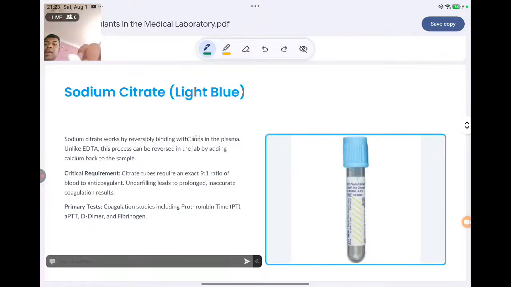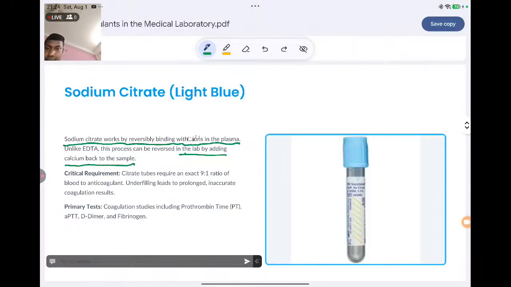Now sodium citrate works by reversibly binding with calcium ions in the plasma. Unlike EDTA, this process can be reversed in the lab by adding calcium back to the sample, because sodium citrate is an anticoagulant which is best used for coagulation tests.